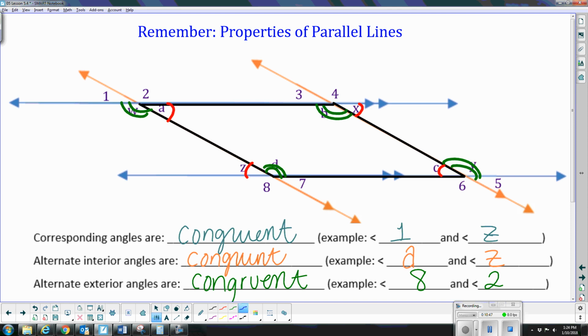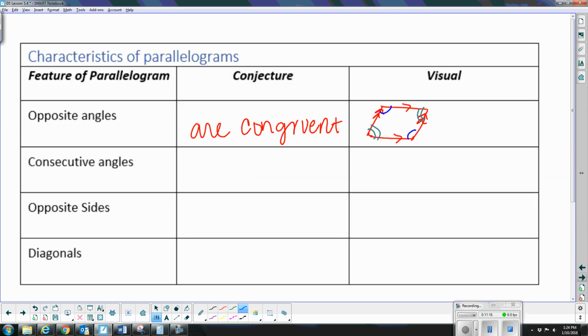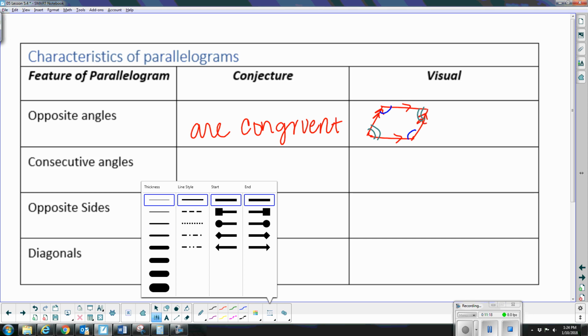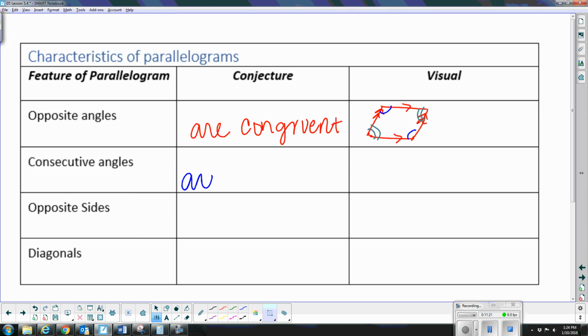So now if we look at these angles, they all form a line. So the green angles and the red angles all form a line. So D and Z are supplementary. That means D is supplementary with anything else that's congruent to Z. So D and A are supplementary, A and B are supplementary, B and C are supplementary, and C and D are supplementary. So we can conclude then that consecutive angles of a parallelogram are supplementary.